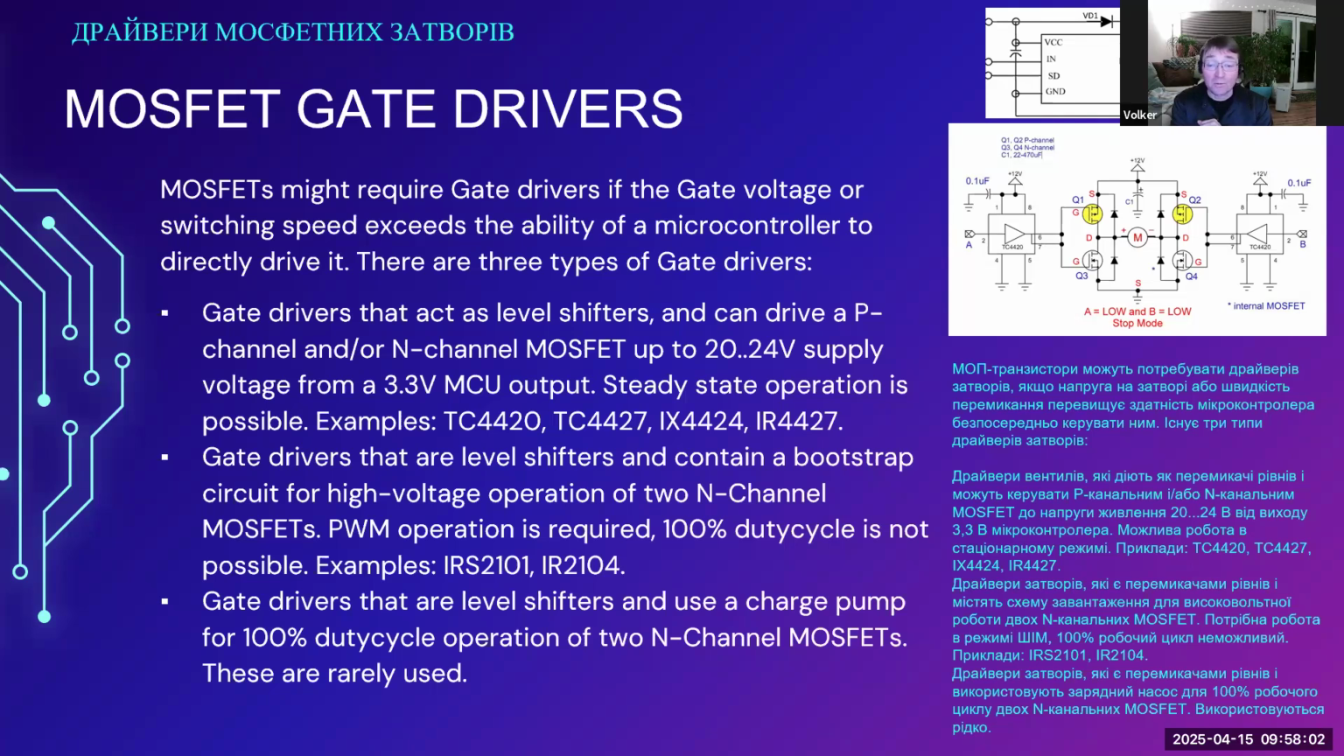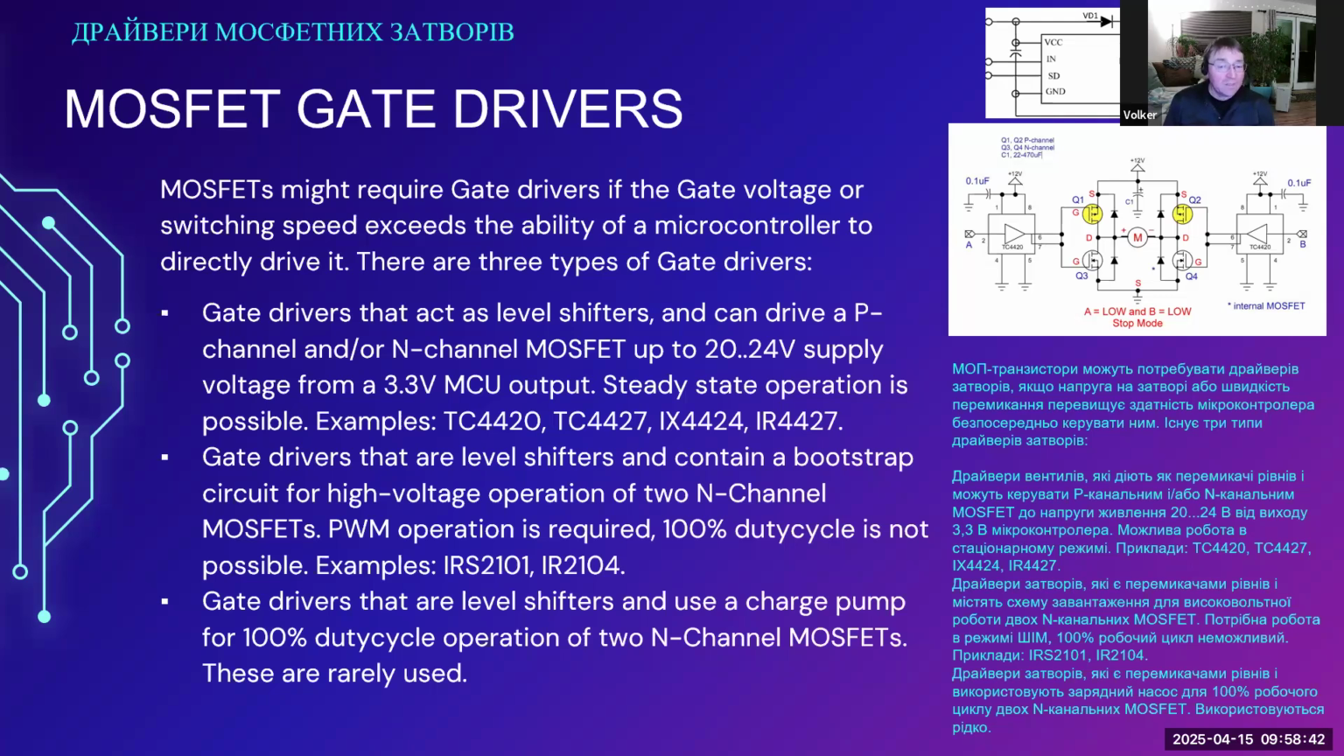Steady state operation is possible, so you have these, like the TC4420. There are so many different manufacturers that make them, and each one uses a different prefix. In this case, TC is from Microchip. IX is from a different company. IR is from International Rectifier. There's a few others, like COS. There are a number of different companies that make these. They have the same pinout, mostly identical parameters. They're cheap, or they can be cheap, depending on which one you pick.